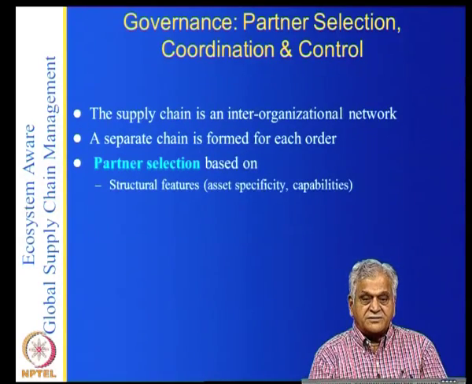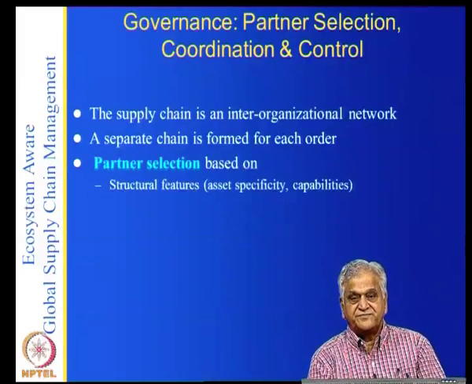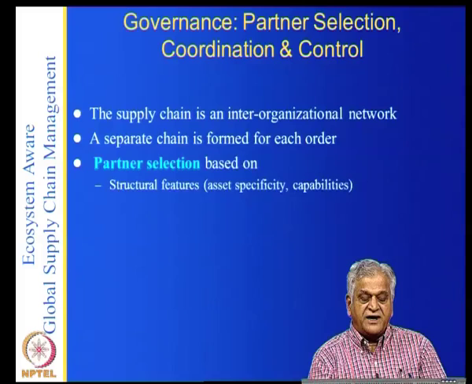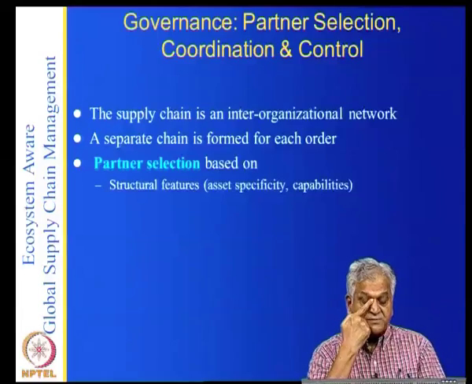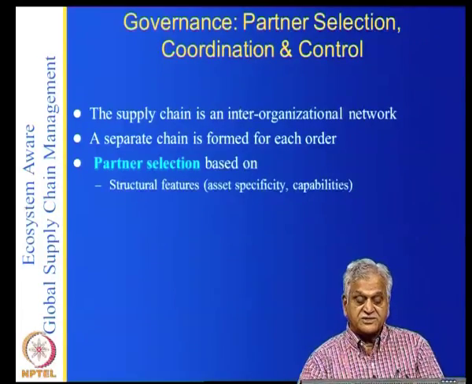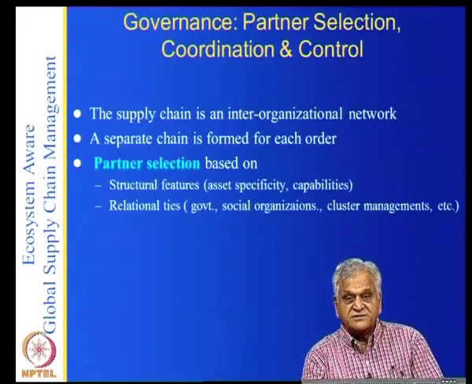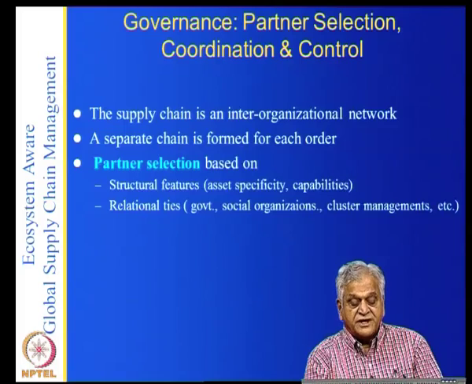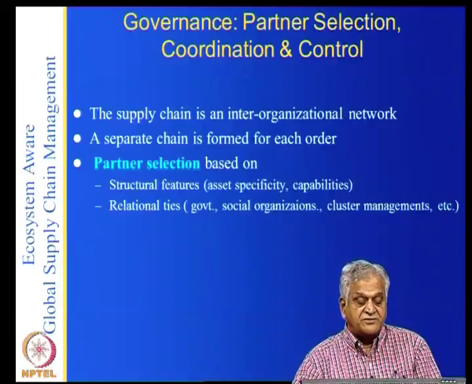Now, when you select a partner, suppose you have a requirement that he should have certain specific types of machines, or separate kinds of trucks which will fit a big boiler which some electric company wants to buy. That becomes asset specific. Those are the features that you should take into account. Then there are relational ties with the government, social networks, cluster management, etc. Everything being equal, if somebody has very good connections, then you may choose them.